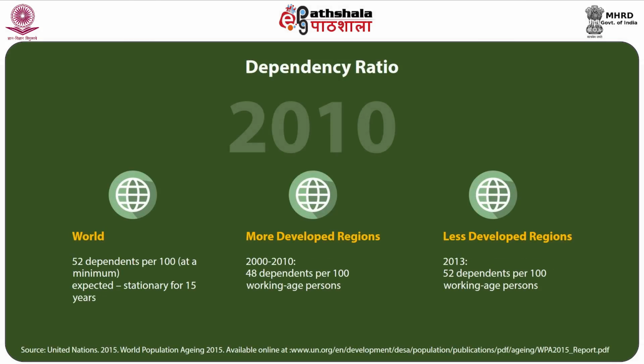The situation changed during the period of 2010, where the world had 52 dependents, which is coming down, and in the more developed regions, it is as low as 48 dependents, whereas in the case of less developed regions, it was 52 dependents per 100 working age persons.